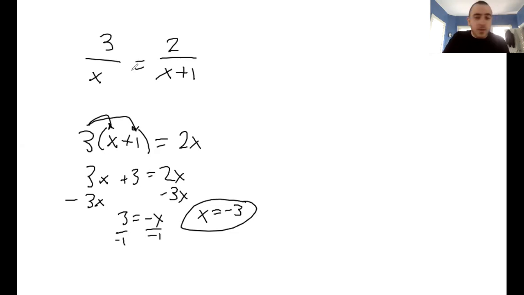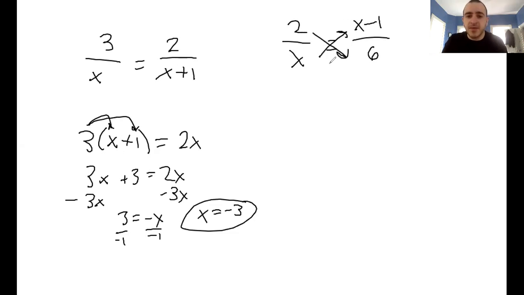The next thing I'm going to do is this one: 2 over x equals x minus 1 over 6. Again, I'm just going to cross multiply. So 2 times 6 is 12, and then I'm left with x times x minus 1. I'm just going to distribute, so then I have 12 equals x squared minus x.